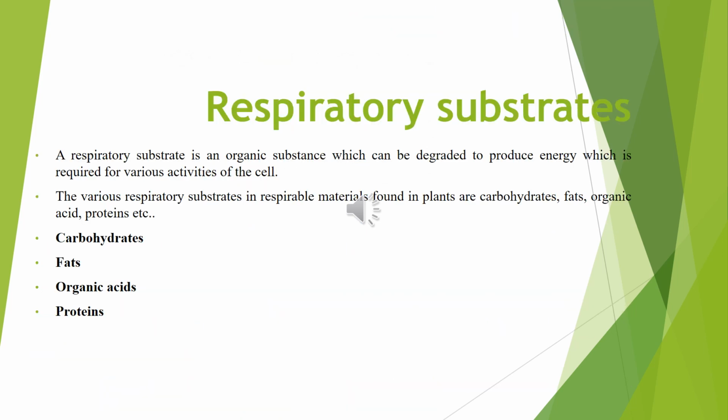Plant cells are built of mainly organic substances. Some of them are structural because they become part of the cell wall and protoplasmic machinery. Other organic substances serve as reserve food. The reserve food materials take part in the metabolic activity. A respiratory substrate is an organic substance which can be degraded to produce energy, which is required for various activities of the cell. The various respiratory substrates or respirable materials found in plants are carbohydrate, fat, organic acid, and protein.